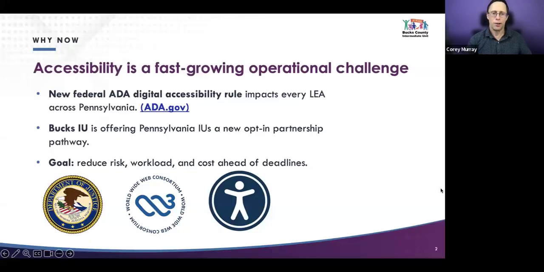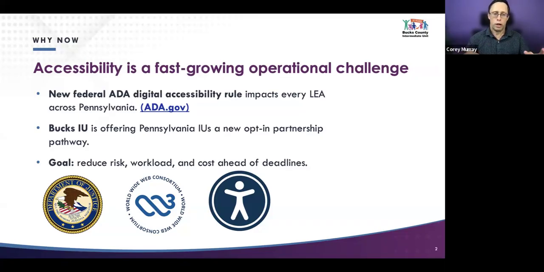So let's talk a little bit about accessibility as a fast-growing operational challenge. Rachel, the new federal ADA digital accessibility rule that we mentioned does impact all LEAs across Pennsylvania, and you can talk a little bit about that.